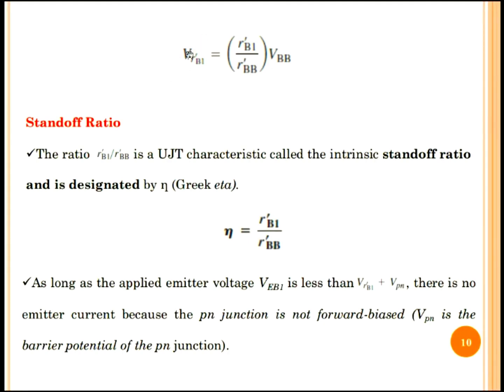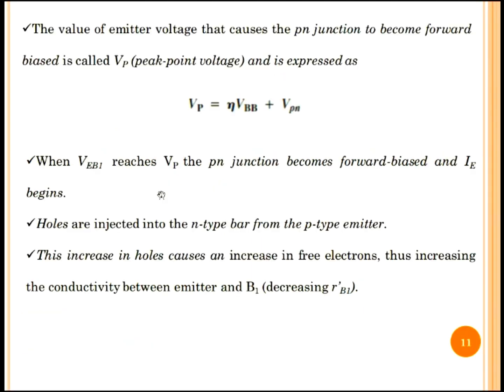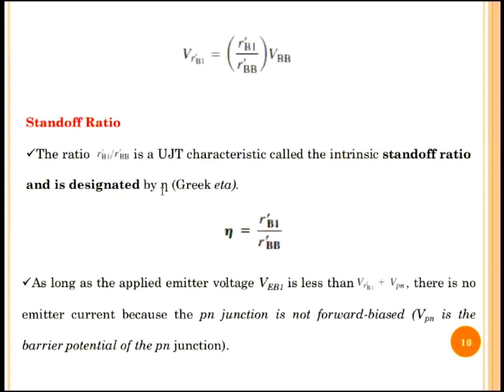Similarly, we can calculate the voltage across R'B2. The voltage across R'B2 will be equal to R'B2 divided by R'BB times the voltage, the potential, that we supply to the UJT device. This is the stand-off ratio. Another two slides. Okay, the stand-off ratio.